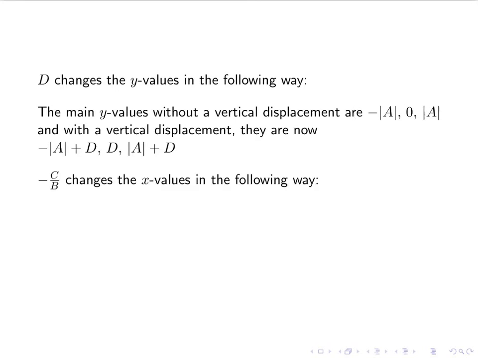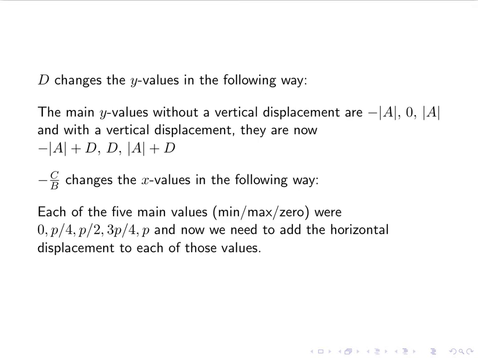Negative c over b changes the x values. So each of the 5 main values that we had before, remember the minimums, maximums, and zeros, were at 0, the period divided by 4, the period divided by 2, 3 times the period divided by 4, and then the period. So now we're going to add the negative c over b to each of those values. So the d is going to be shifting the picture vertically, and the negative c over b is going to be shifting the picture horizontally.